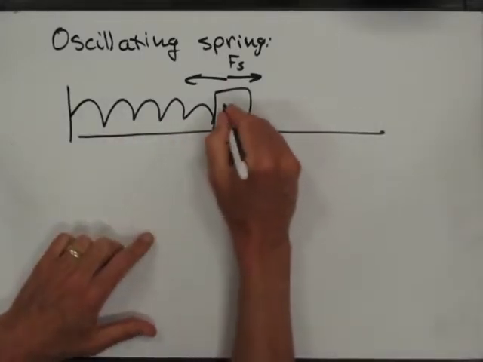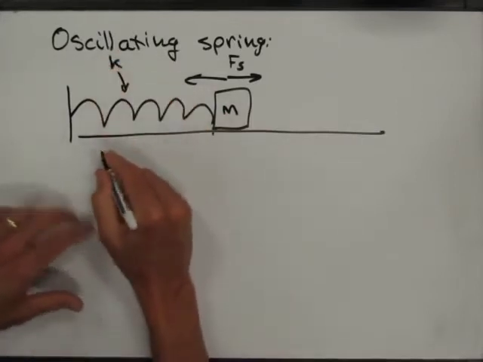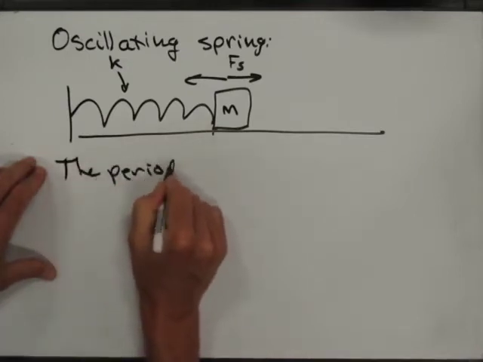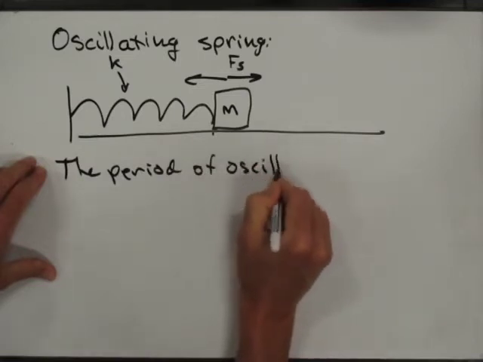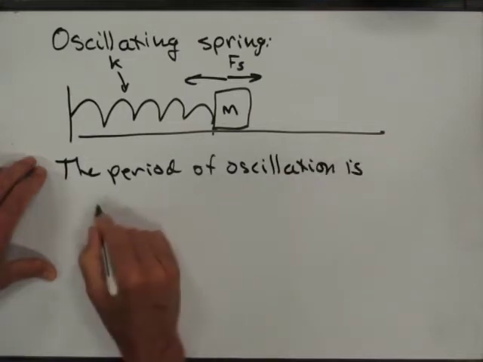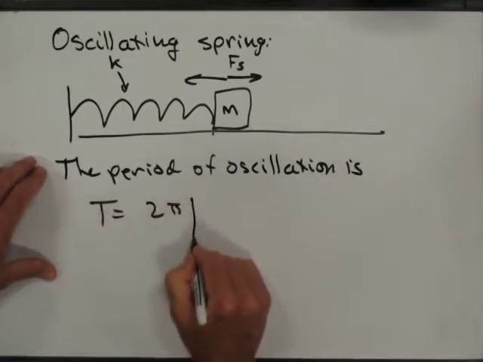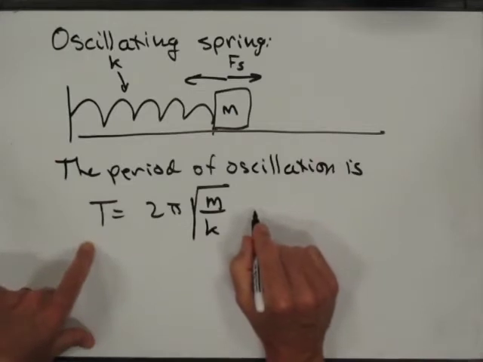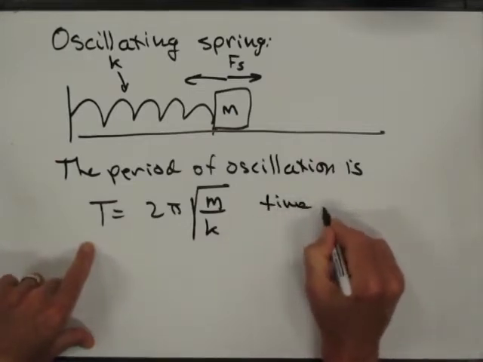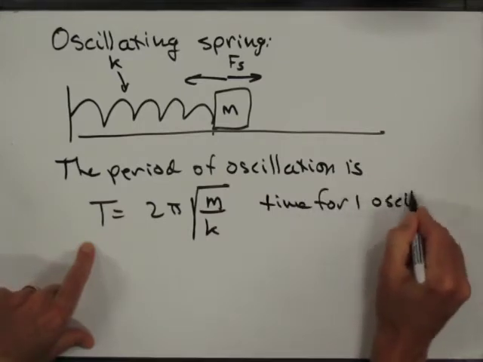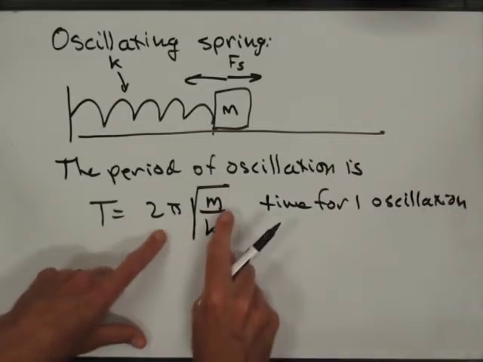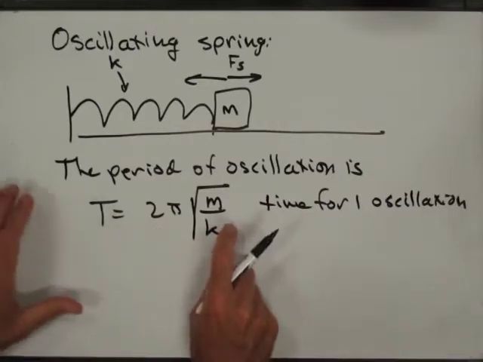And so if this is a mass m and the spring has constant k, then when this oscillates, the period of the oscillation, that is to say the time for one oscillation, is 2 pi times the square root of m over k, where m is the mass and k is the spring constant.